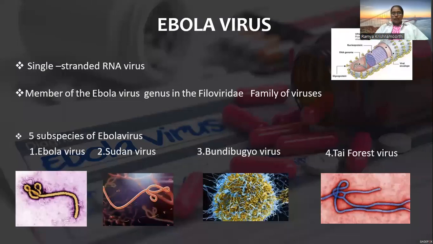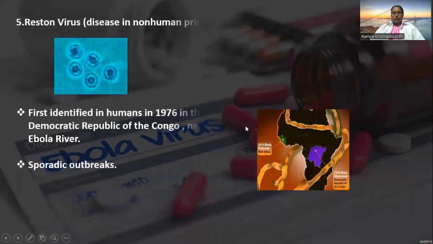Ebola virus is a single-stranded RNA virus and is actually a subspecies of the overarching Ebola virus genus. Ebola virus, along with Marburg virus, are the two members of the Filoviridae family of viruses, all of which are associated with causing severe hemorrhagic fever in humans. Within the Ebola virus genus are 5 subspecies, including Ebola virus, the causative agent of the current outbreak, Sudan virus, Tai Forest virus, Bundibugyo virus, and Reston virus, which primarily cause disease in non-human primates.